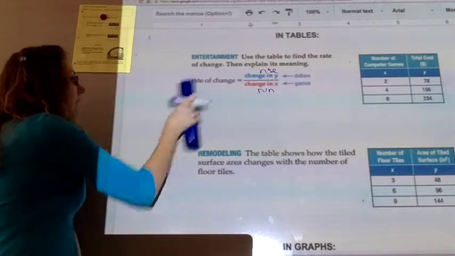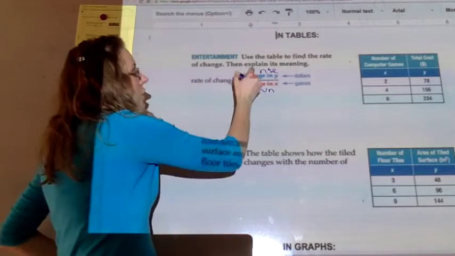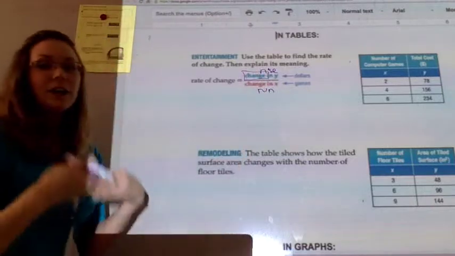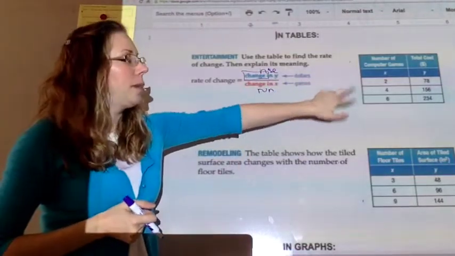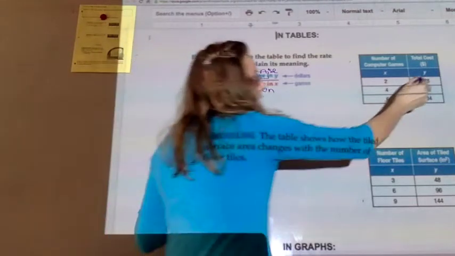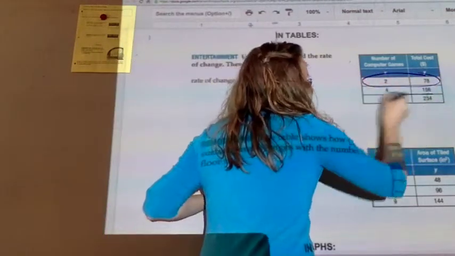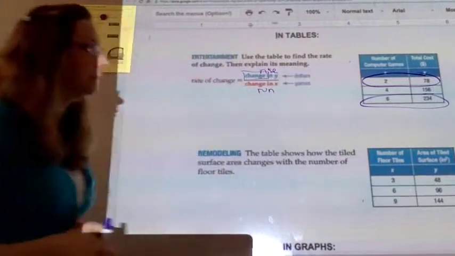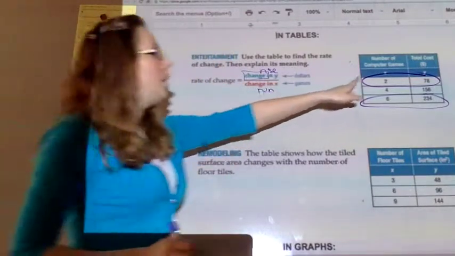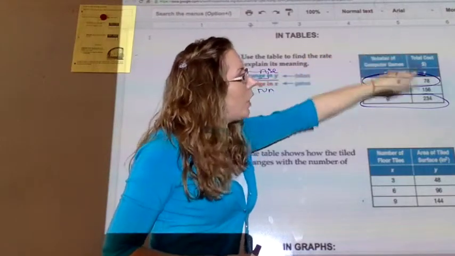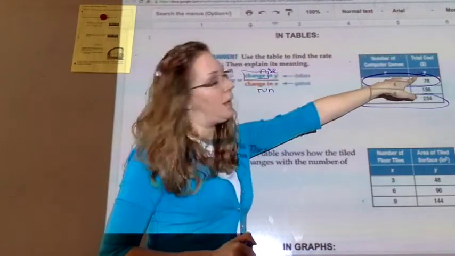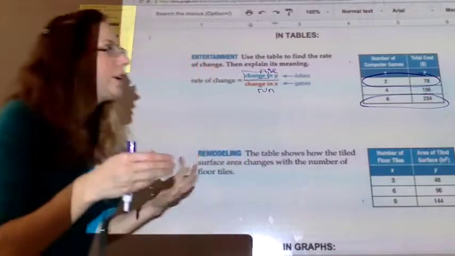So keeping that in mind, if we want to find the change of something, we're going to be finding the difference. So for example, I'm going to pick 2 items on my table. I'll choose the first one right here, 278, and the last one, 6,234. Okay? I already know these are the x's, that's the number of computer games, and then our total cost is our y variable, our dependent variable, on how much it's going to cost us per game.